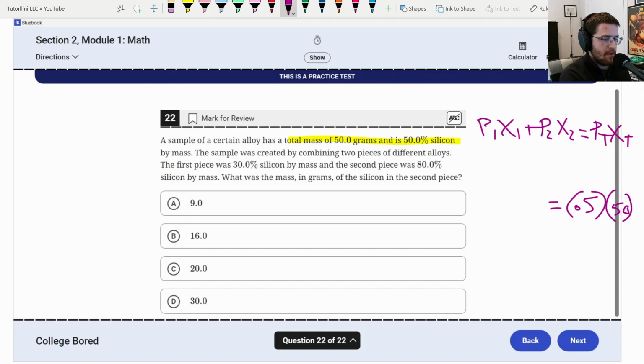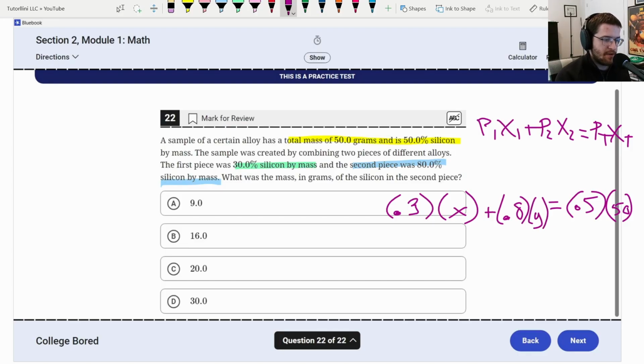And then it says down here we've got 30% silicon by mass for the first part. So how about I call that 0.3, and then I call this guy, we don't know, they didn't tell us, so why don't I call him little x? And then the second piece was 80% silicon by mass. So we'll call P2 0.8, because 80 divided by 100 is 0.8. And how about I call this the missing mass y?